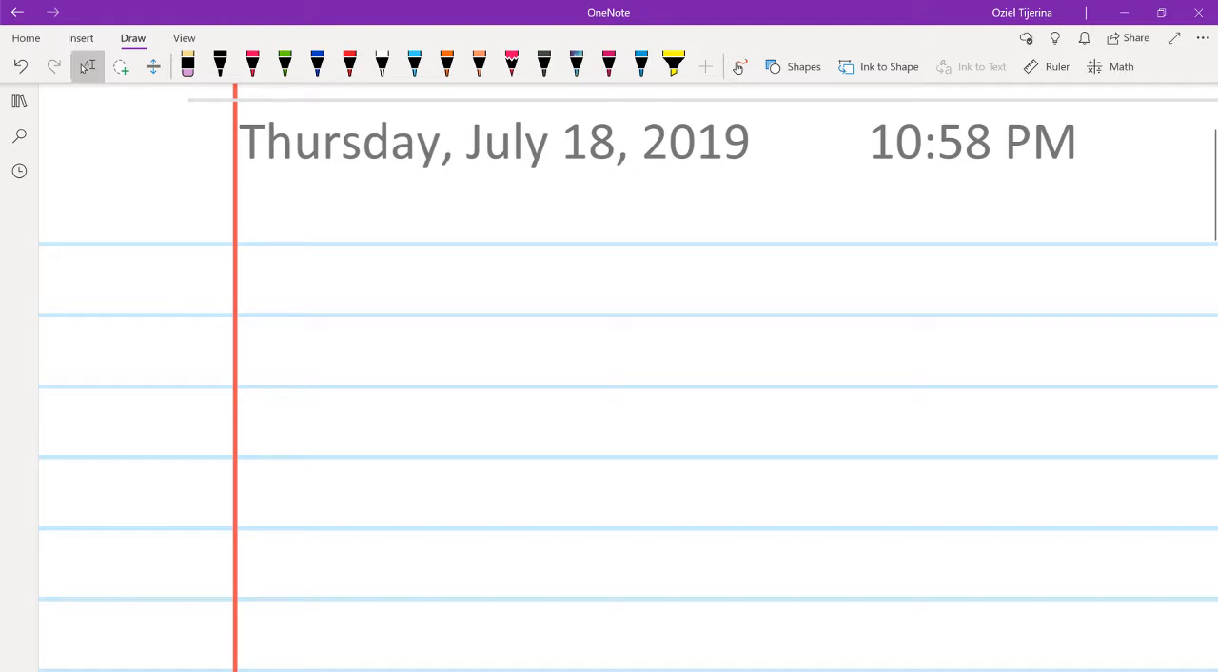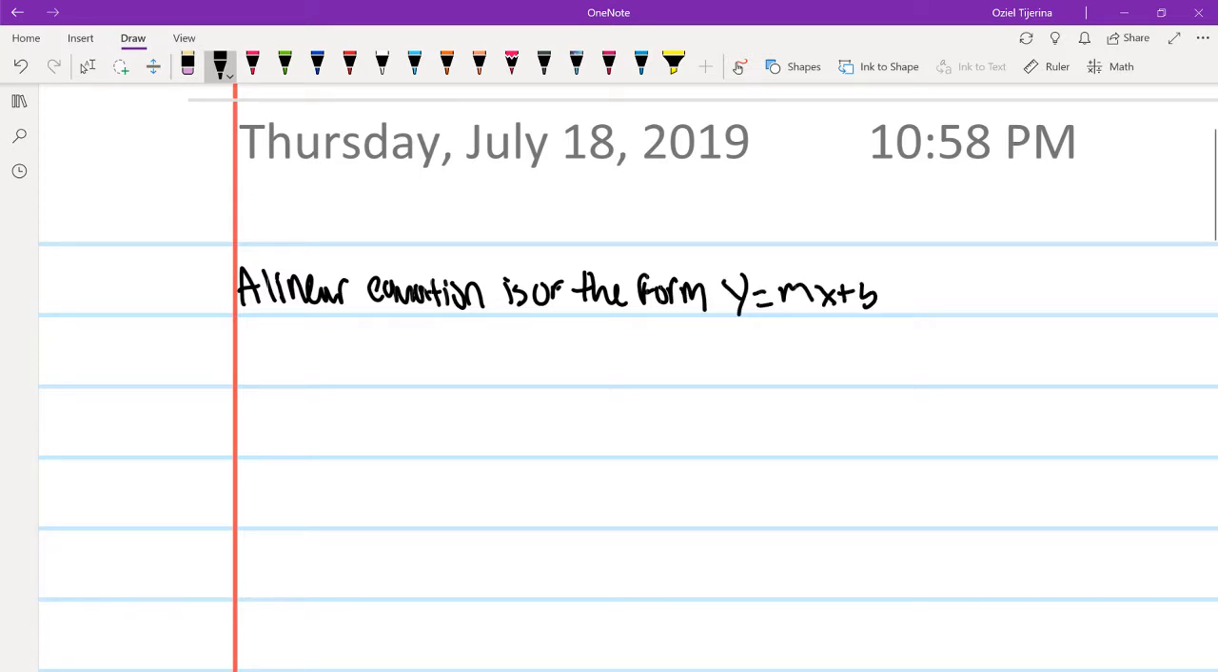So we're gonna do graphing linear equations. A linear equation is of the form y equals mx plus b, where m is your slope and b is your y-intercept.